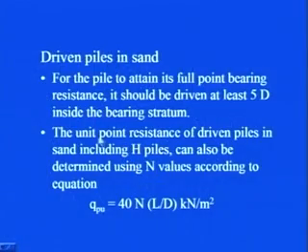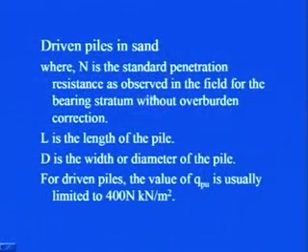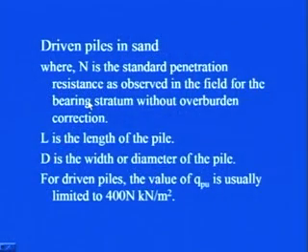Earlier we were talking with respect to static cone penetration test data. However, in this case, including H piles, the unit point resistance of driven piles in sand can be estimated using this particular expression, where N is the standard penetration number that you can get from standard penetration test data, L is the length of the pile and D is the diameter of the pile. N is the standard penetration resistance as observed in the field for the bearing stratum without overburden correction. Once you get the N value from the field, if there is clay you do not apply any correction, but if sand is there, as we are talking about here, you use N uncorrected; you do not have to correct it for overburden. So directly take that value in this expression.